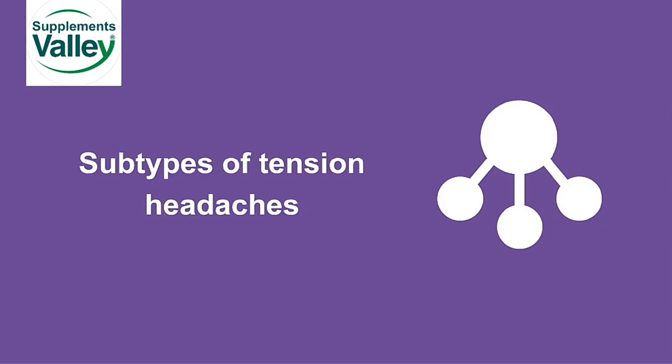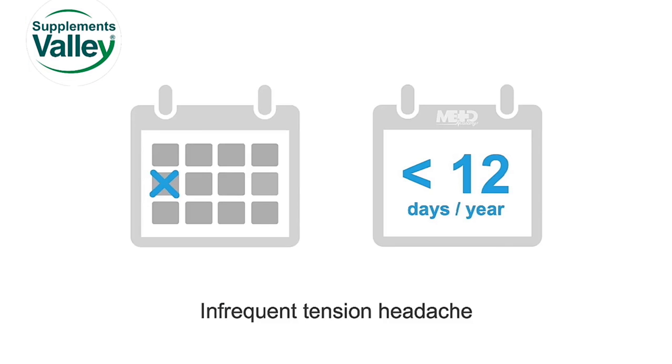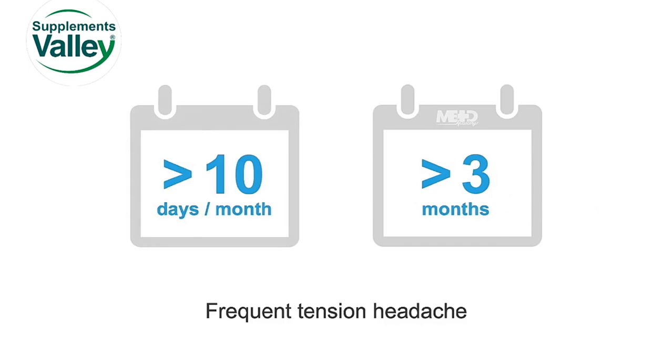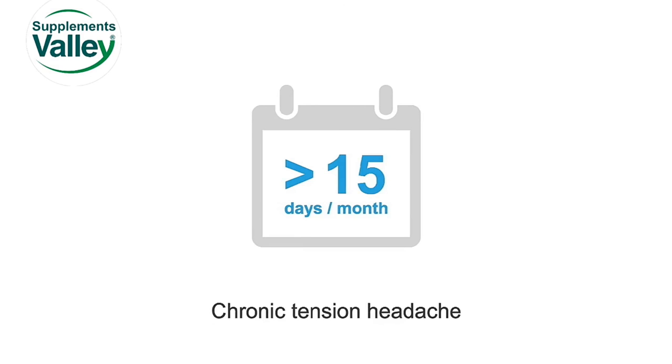The frequency of tension headache episodes is used to differentiate the subtypes. Infrequent tension headaches occur about once a month, but less than 12 days a year. Frequent tension headaches present with at least 10 episodes of headaches per month for greater than 3 months. Chronic tension headaches evolve from frequent tension-type headaches and present with greater than 15 headache days a month.